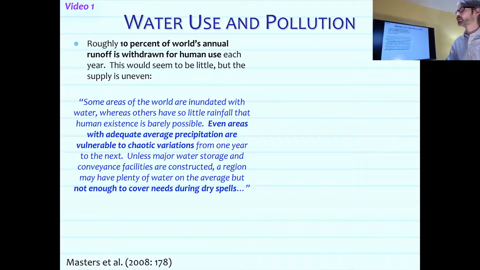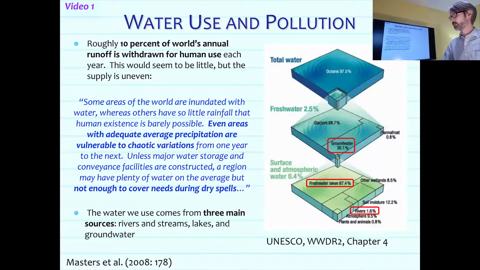To put this information in context, roughly 10% of the world's annual runoff is withdrawn for human use each year. This doesn't seem to be a huge amount, but consider that the supply is uneven. Some areas of the world are inundated with water, whereas others have so little rainfall that human existence is barely possible. Even areas with adequate average precipitation are vulnerable to chaotic variations from one year to the next. Unless major water storage and conveyance facilities are constructed, a region may have plenty of water on average, but not enough to cover needs during dry spells.